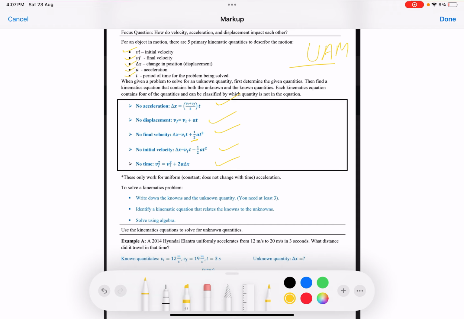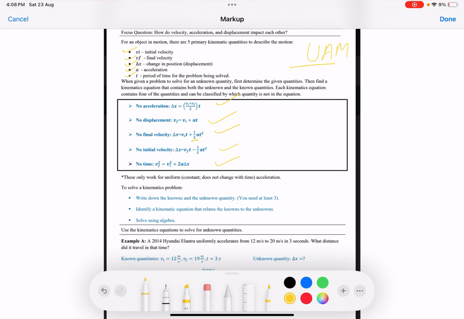Sometimes it says something like: a car starts from rest. This means your initial velocity is 0, right? They don't mention that the initial velocity is 0. They say that the car starts from rest. So this is what you need to figure out. Sometimes they will say that at the final point the ball reaches the maximum height. That means the final velocity will be 0, because at maximum height the vertical velocity becomes 0. So these are the techniques and tricks we use to find the kinematic quantities.